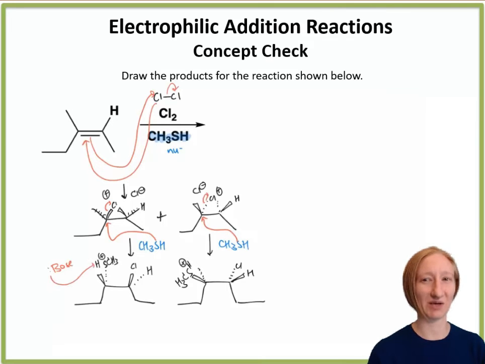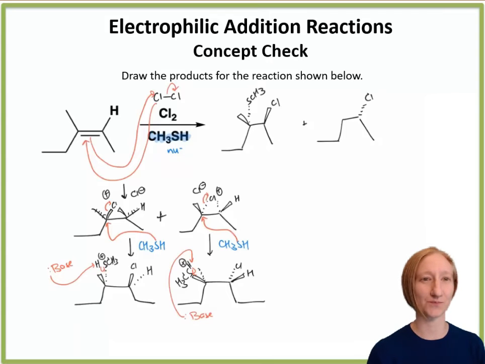In the final step, a base deprotonates the proton on the sulfur to yield the final thioether products. Because attack of the thiol can occur from the top or bottom face of the chloronium ion, the reaction results in two stereoisomers of the thioether product, and these two stereoisomers are enantiomers.